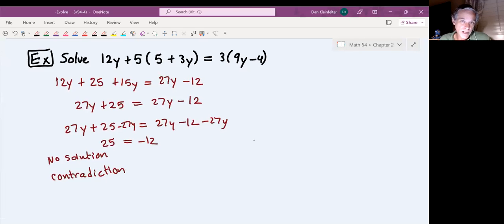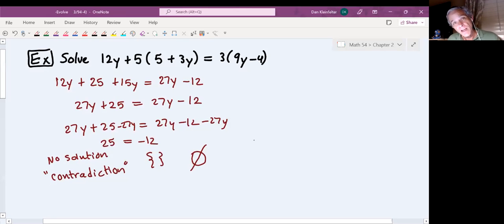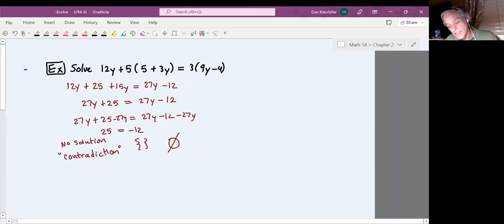For no solution, you can either write out the words no solution. Sometimes you're asked to write the empty set, which is a set of curly braces with nothing in between, or sometimes the symbol for the empty set, which looks a little like a fat zero with a slash through it. All of those are ways of indicating that there's no solution, and then we would describe the equation as a contradiction. All right, so that takes care of this section.